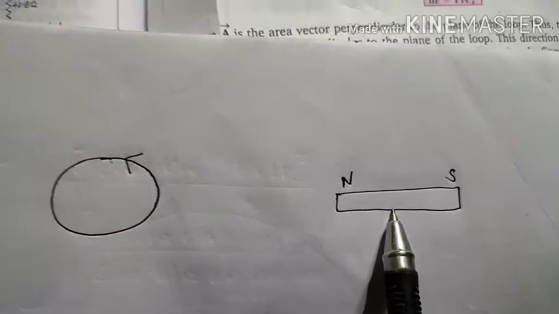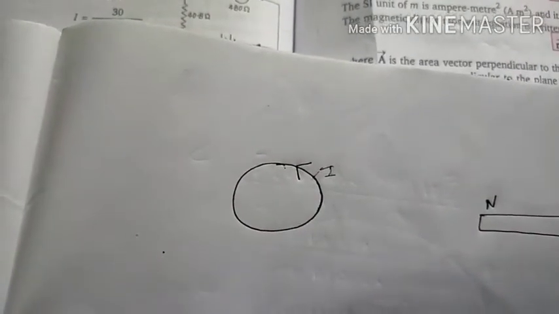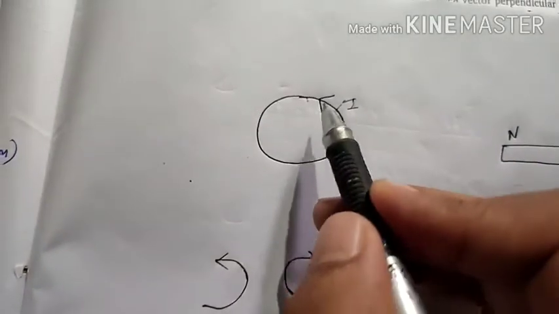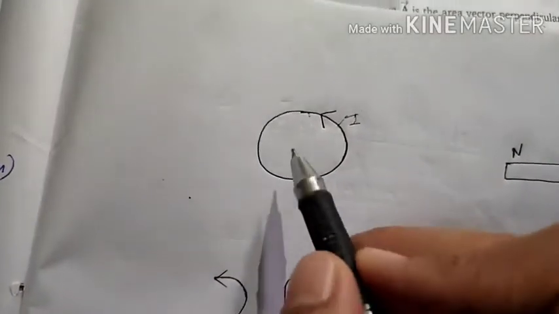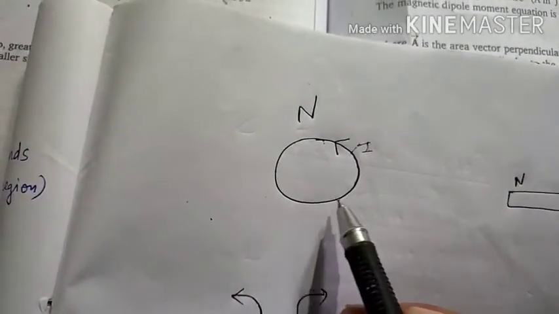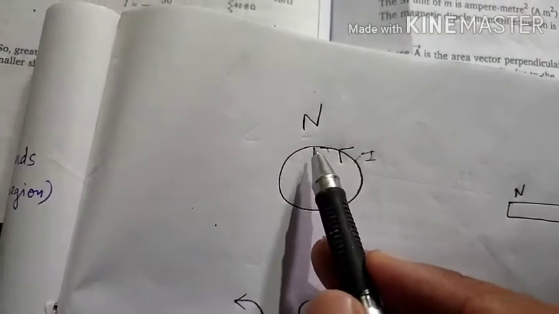Similarly, a current loop. See, current is flowing anticlockwise. If we see it from the top, the current is flowing anticlockwise. If the current is flowing anticlockwise, then this current will produce a magnetic field, and this side, the top side, will be the north pole. If you see this loop from the top, it looks like the current is flowing anticlockwise.